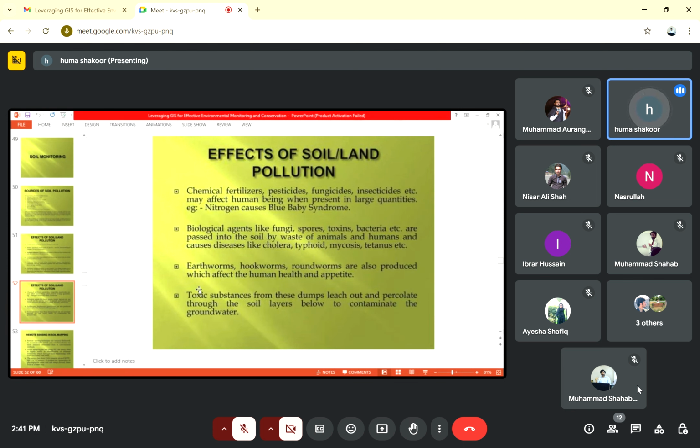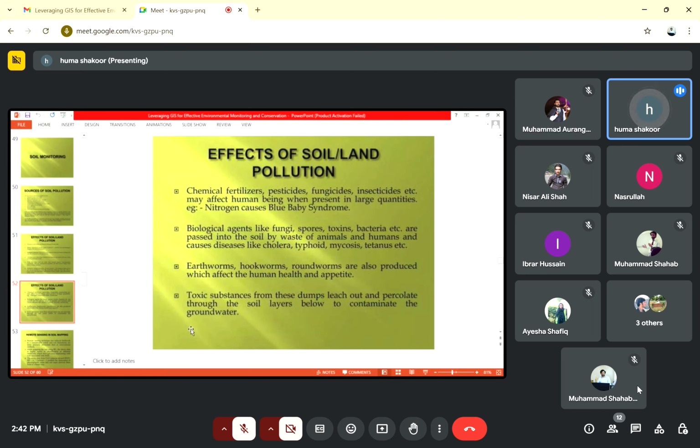Effects of the soil pollution on land: biological agents like fungi, spores, toxins, bacteria, and others pass into the soils by waste, animals and humans, and cause diseases like cholera, typhoid, mycosis, and tetanus. Tetanus is because of the polluted soil. Earthworms, hookworms and roundworms are also produced, which affect human health and appetite.